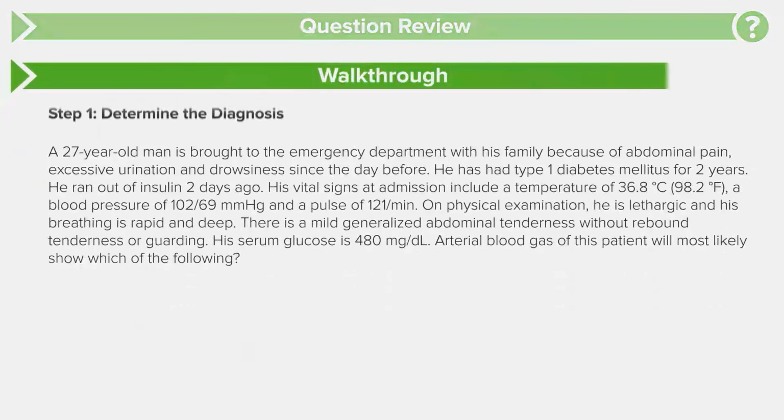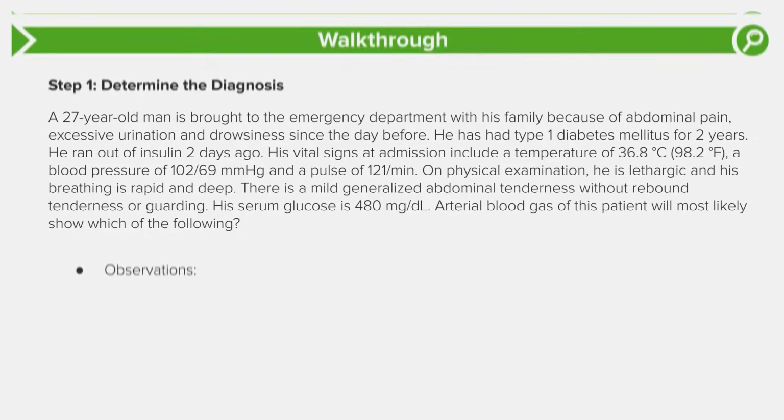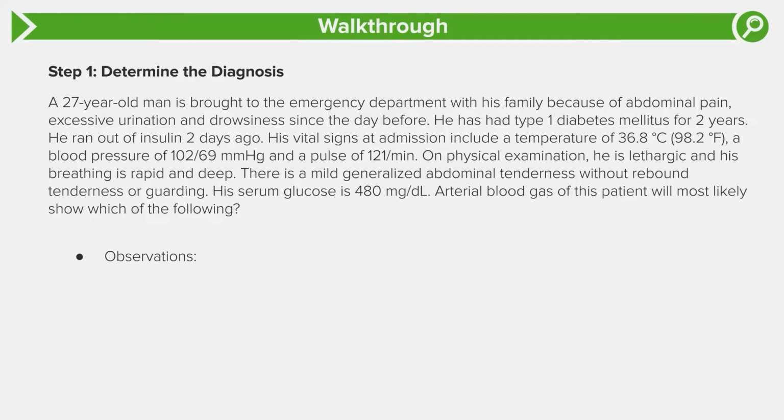So let's first determine the diagnosis. Now, we're told this patient has type 1 diabetes mellitus. Now, in the question stem, it is said that he ran out of insulin 2 days ago. So he has really an acute insulin decompensation since he ran out of it. His body was using it, and then suddenly for 2 whole days, he's really running low on insulin.